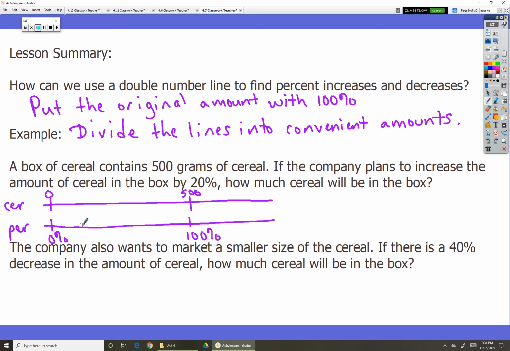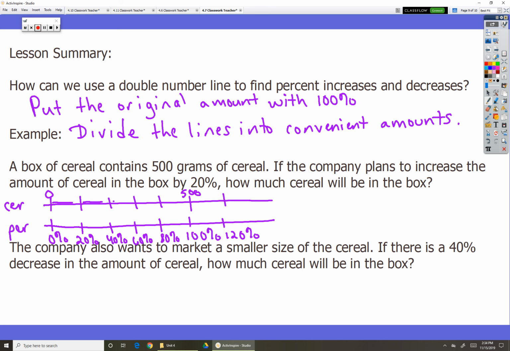That over a little bit. 20, 40, 60, 80, 100. There we go. 20%, 40%, 60%, 80%, 100%. It's going to increase by 20%, so I'm going to go another 20%. So I need to figure out how much each section is.